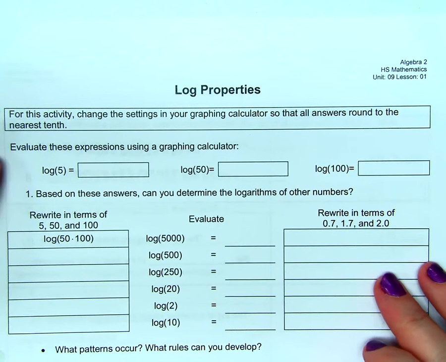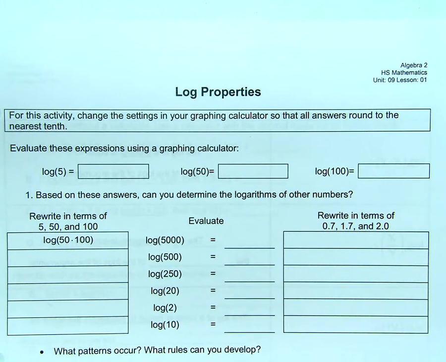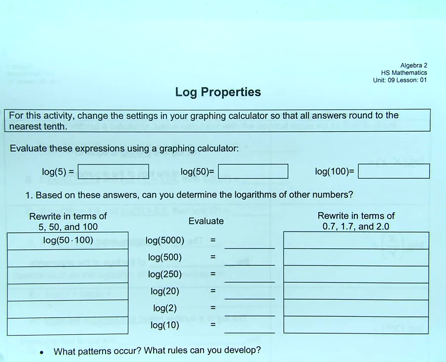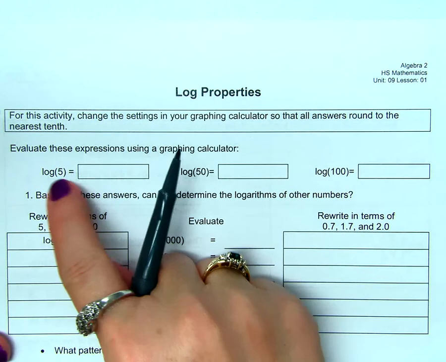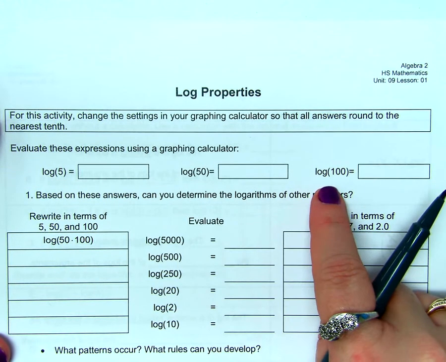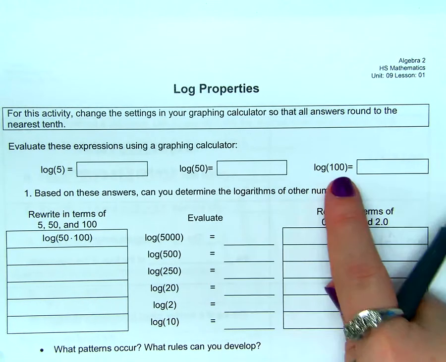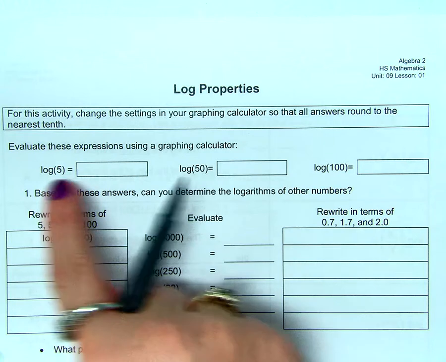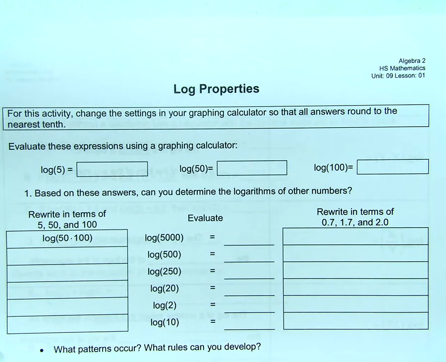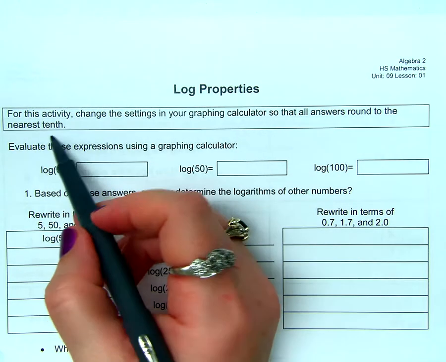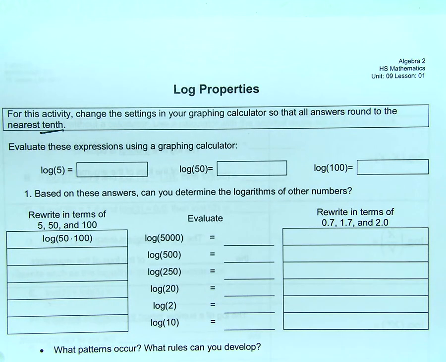All right? So let's go ahead and talk about these log properties just in general right now. We'll get a little bit more specific in a moment. But let's choose 3 specific numbers to talk about right now. Okay? Log of 5, log of 50, and log of 100. So it asks us, please evaluate these expressions using a graphing calculator. And just to keep things a little bit easier, we're going to round to the nearest tenth.